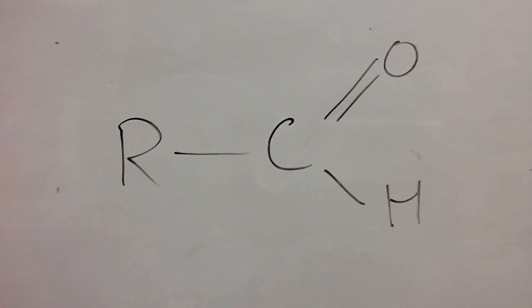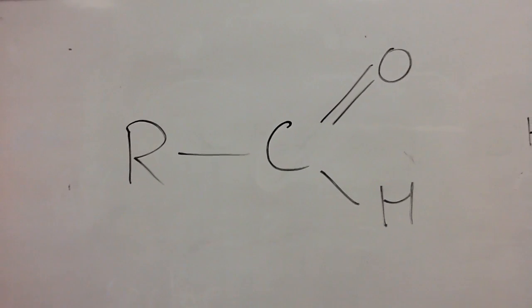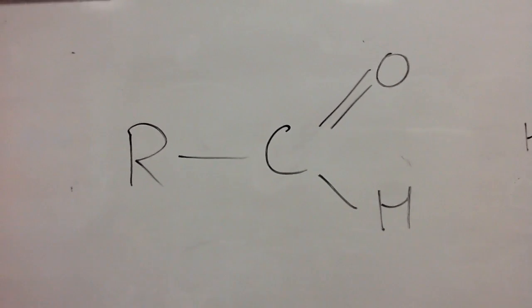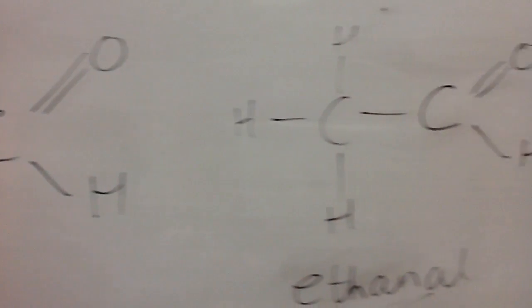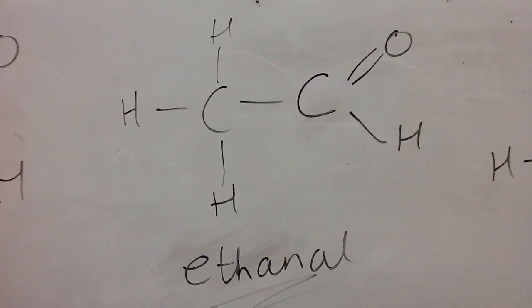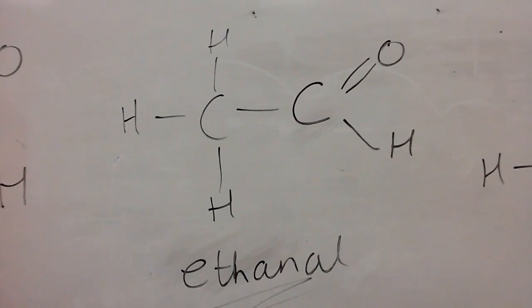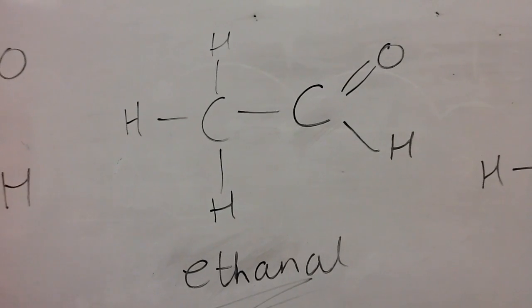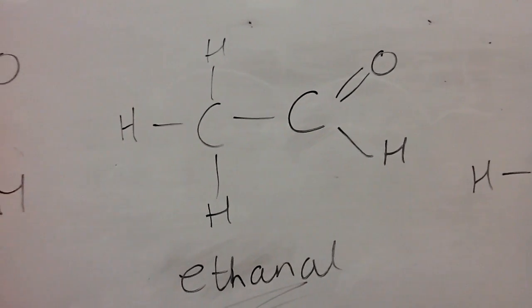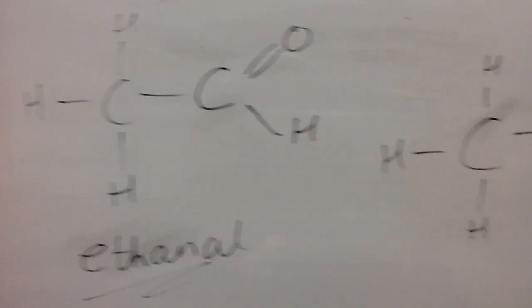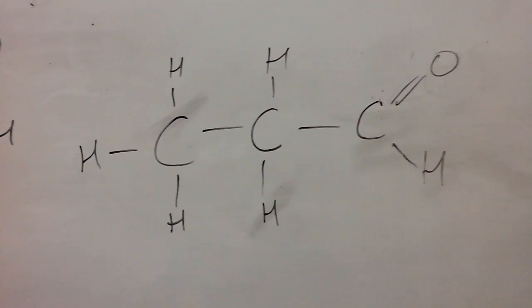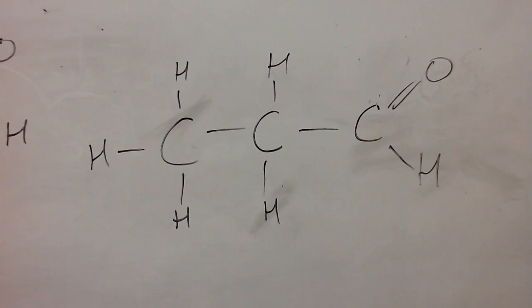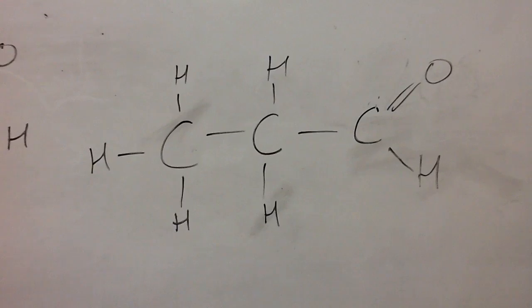Aldehydes are when the carbonyl group is on the end of the molecule, attached to an R group, which represents an alkyl chain. For example, ethanal is when there are two carbons and the carbonyl group bonded to the end, with the suffix -al showing an aldehyde. This molecule has three carbons, so the prefix is prop, and so the molecule is called propanal.